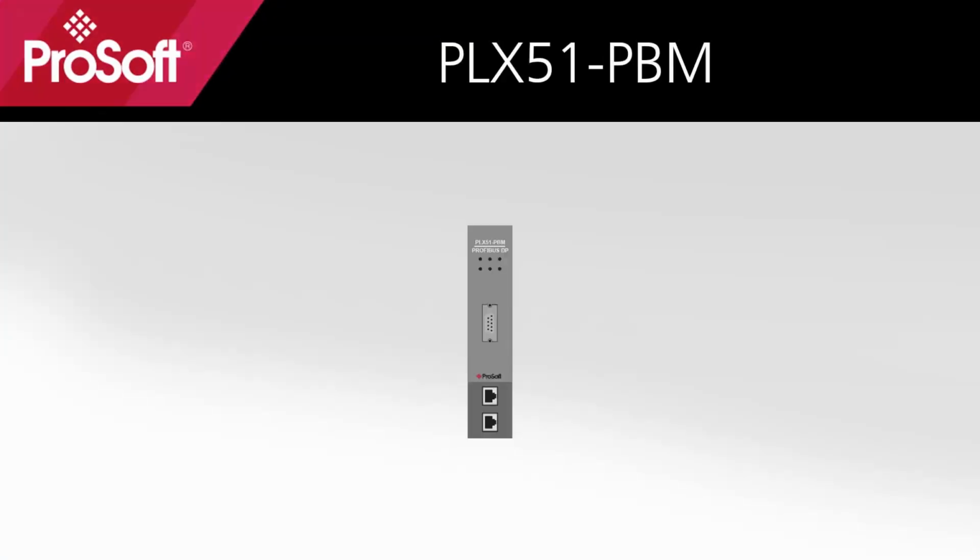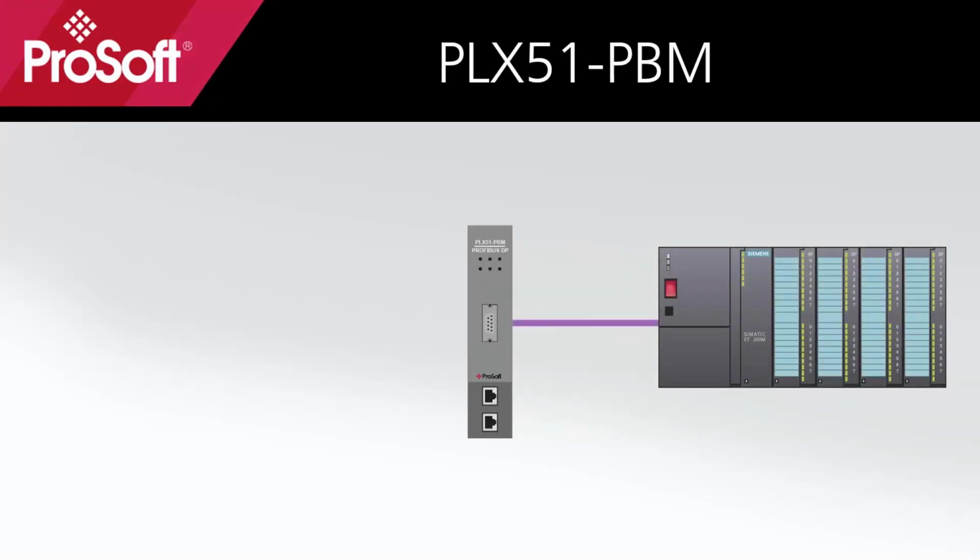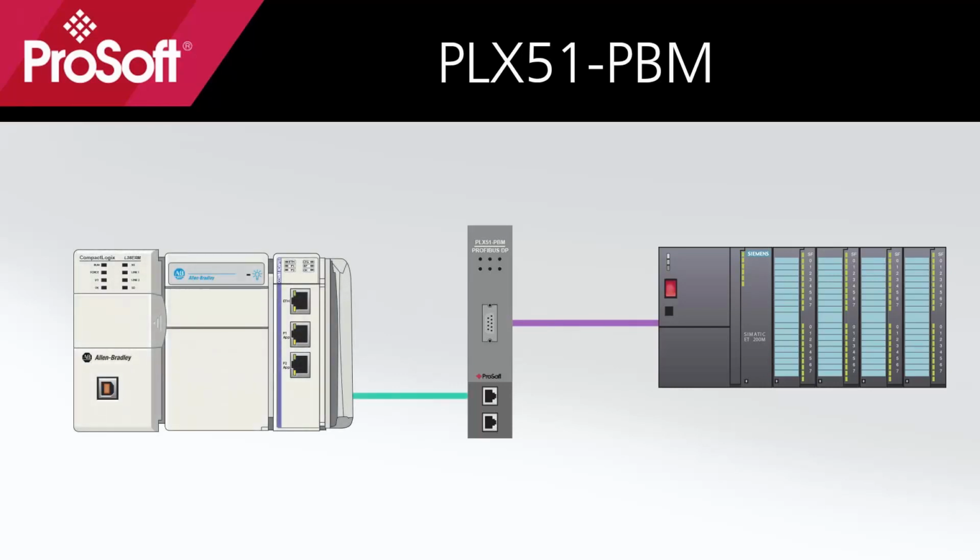So we'll be setting up a PROFIBUS DP slave, such as a Siemens ET200 IO or some other type of transmitter on PROFIBUS DP. And on the Ethernet side, we'll have a ControlLogix or CompactLogix processor. And our PLX51 gateway will act as the PROFIBUS master communicating with the slave.